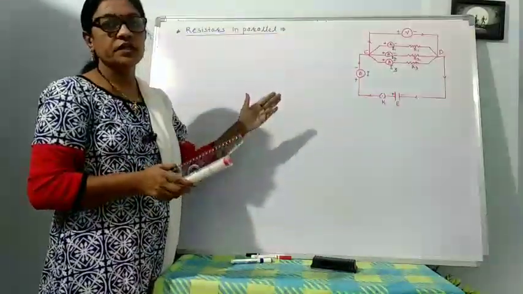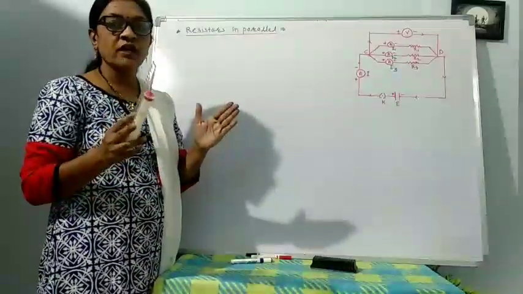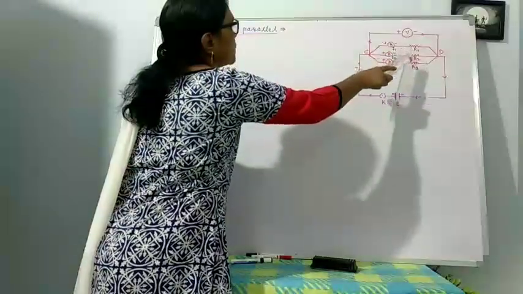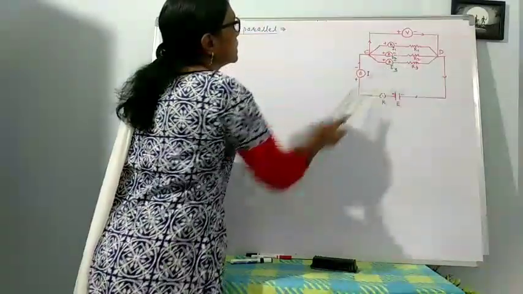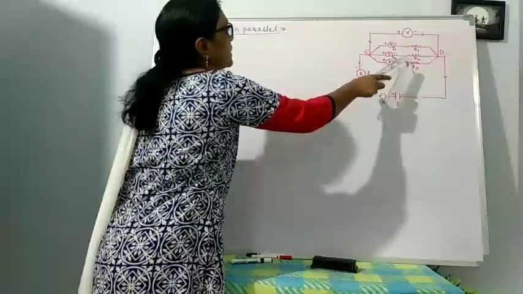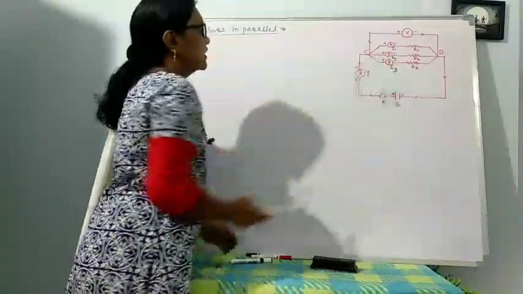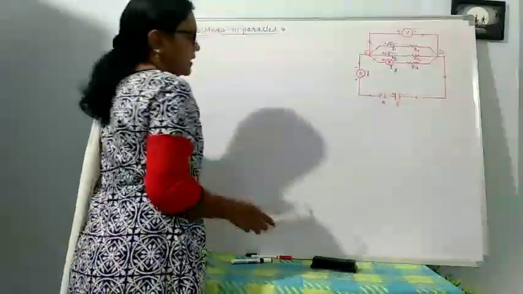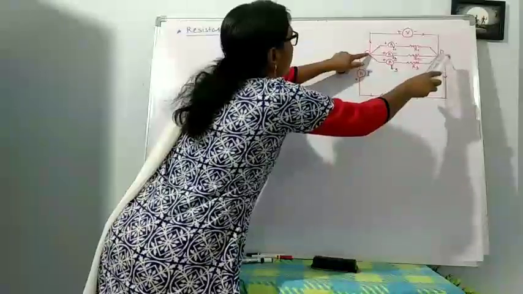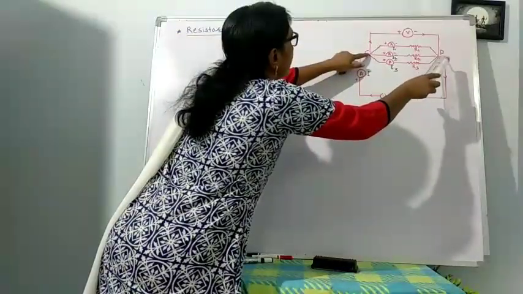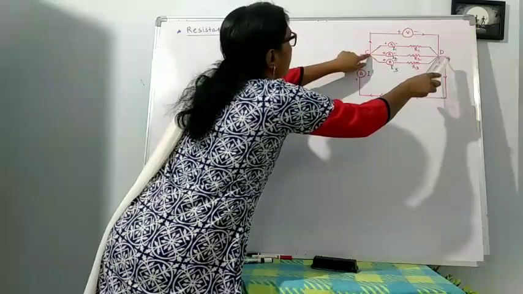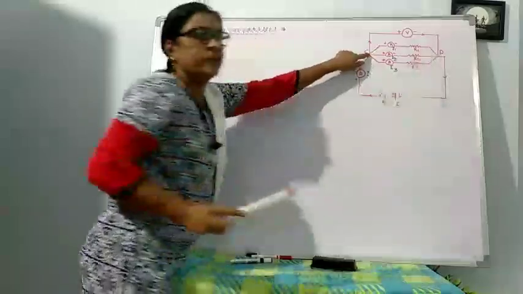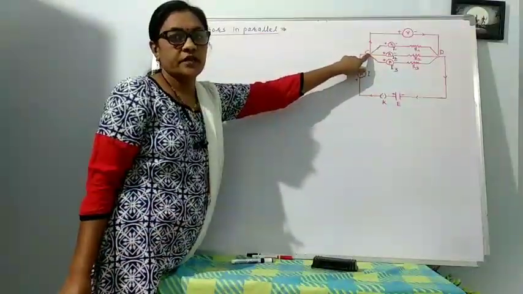When two or more resistors are connected between two common ends, as shown in the figure, and these three resistors are parallel to each other, then such type of arrangement is called parallel arrangement. Here R1, R2 and R3 are three resistances connected between two points. They are connected together between C and D and they are parallel to each other. So this type of arrangement is called parallel arrangement.